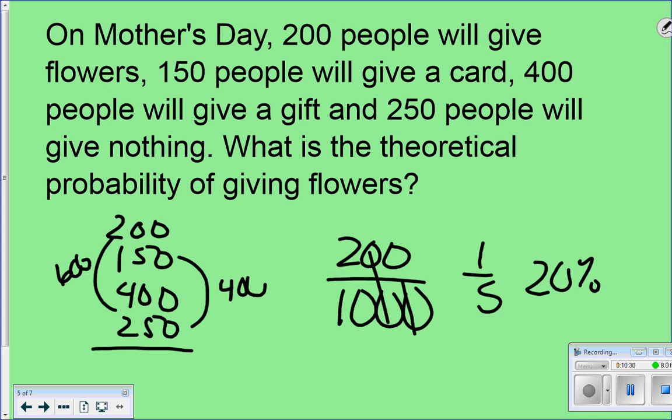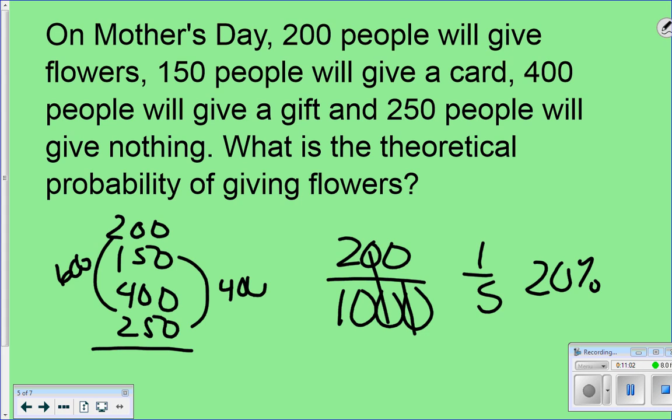That's in theory. That's on paper. Now, does that mean if I just randomly pick somebody that they're going to give flowers? No, that's actually a really low chance, isn't it? What has the best chance in here? The gift? Because what did they give? 400, so 40% of people give a gift. And then 150 give a card. I would think that would be higher. I just made this up, by the way, so I don't know.